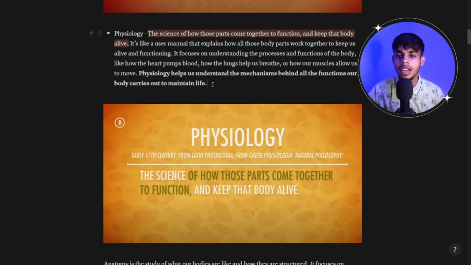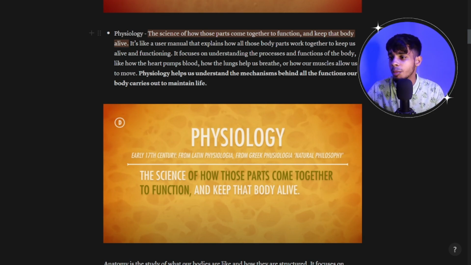And I have highlighted another segment in the section itself. Physiology helps us to understand the mechanisms behind all the functions our bodies carry out to maintain life. Right now, if you are a living individual, your body should function in coordination, and different body parts will function in a different way, right? So physiology helps us to understand the functioning of different body parts or the organs.